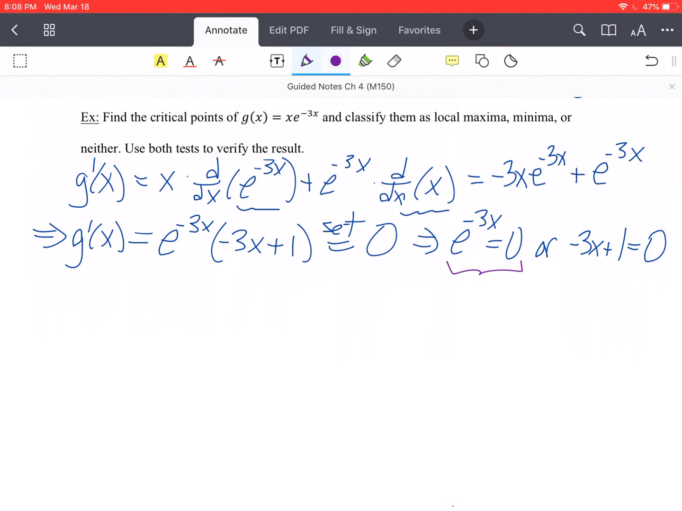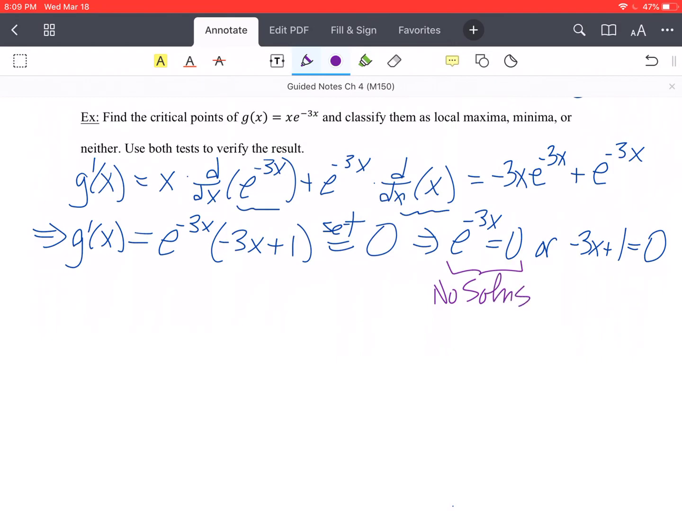Well, when you plug in 0, you get e to the 0. However, e to the 0 is 1. Anything to the 0 power is 1. So in this particular case, there are actually no values of x that will make this function equal 0. And if you look at the exponential graph, exponential functions have a horizontal asymptote at 0. They never actually hit 0. So this one is going to provide us with no solutions.